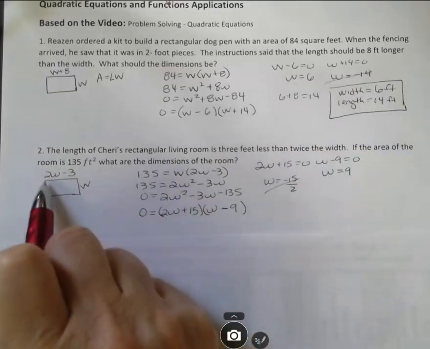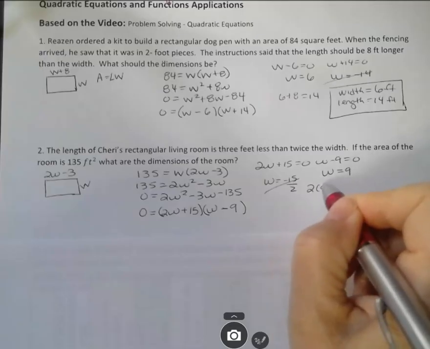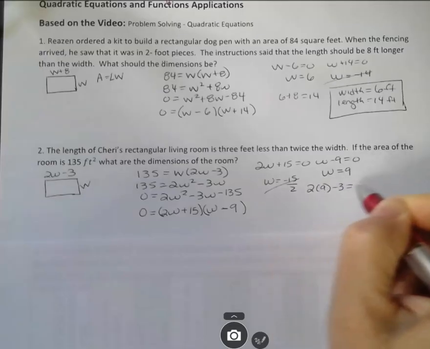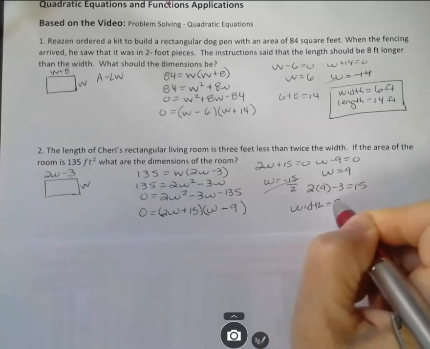If I want to find out what my length is, it's 2 times my width minus 3. So 2 times 9 minus 3 is 18 minus 3, or 15. So my width is 9.